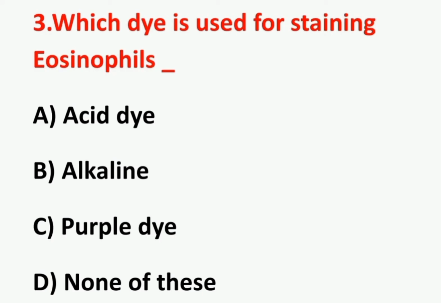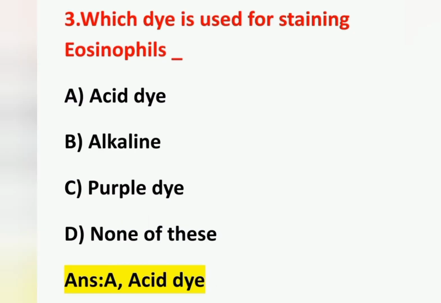And the third question, which dye is used for staining eosinophils? Options are option A, acid dye, option B, alkaline dye, option C, purple dye and option D, none of this. Correct answer is option A, acid dye. In the first question, the dye which is used for staining basophils is methylene blue. Here staining eosinophils is acid dye.